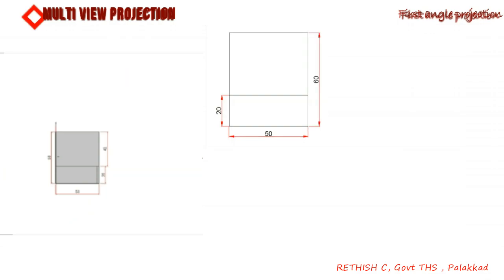Let us try to draw the projection in our sheet. You have a mini drafter, so first we can draw the horizontal line easily with the mini drafter with 50 mm. Then the vertical line with 60 mm. Complete the rectangle. Then mark 20 mm from here. Thus a horizontal line for the edge.